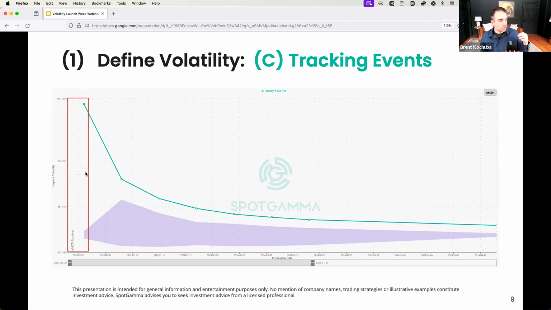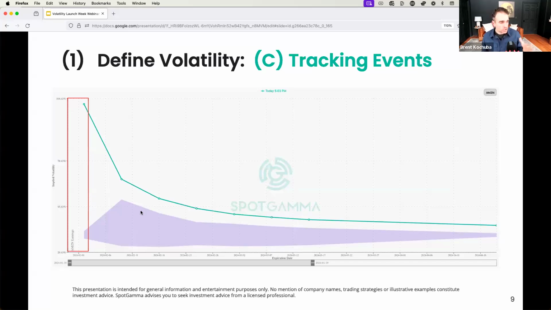Now, the thing that you may recognize about this is there's this shaded cone, and you say, well, okay, I see that there's this very high implied volatility level into earnings. That kind of makes sense, but how do I put that into context? Is this actually a high implied volatility, or is this just a little bit of noise?